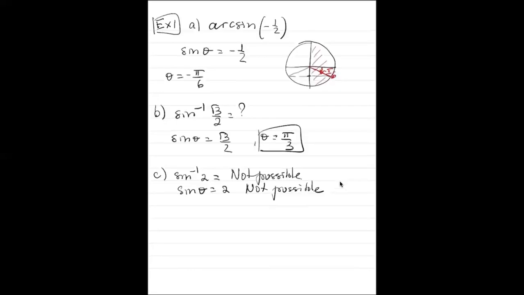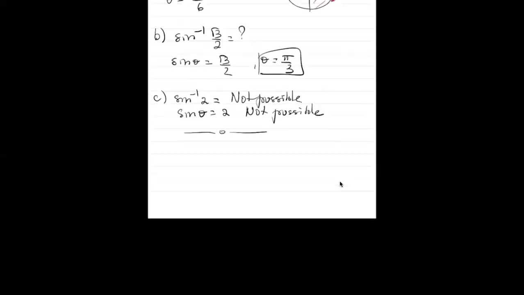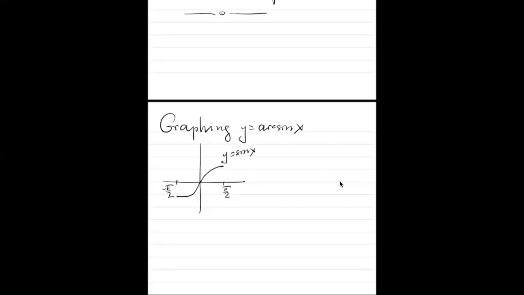Now graphing the arcsine. So we want to graph y equals arcsine of x. We're going to help ourselves by first graphing the sine in our restricted domain from negative pi over 2 to pi over 2. This is the graph of our sine that is one-to-one in this interval.